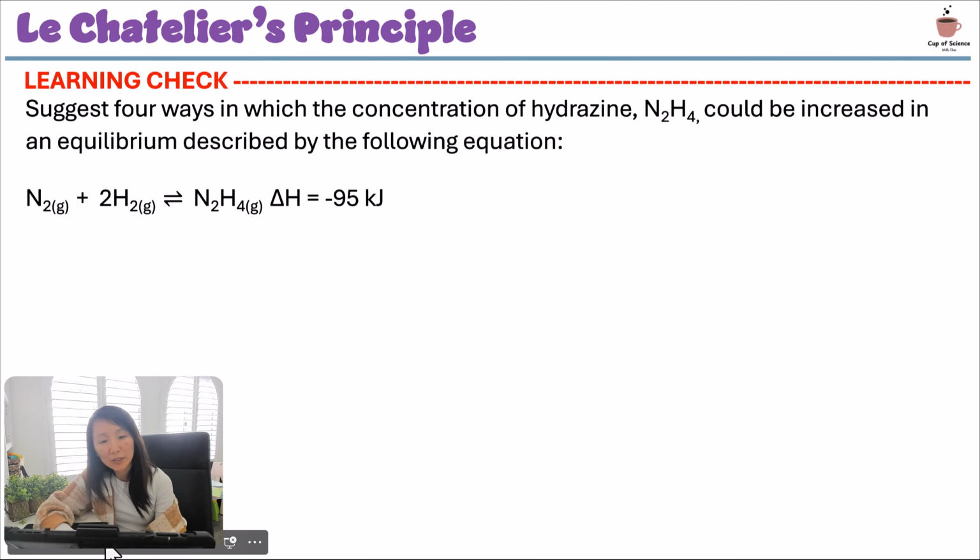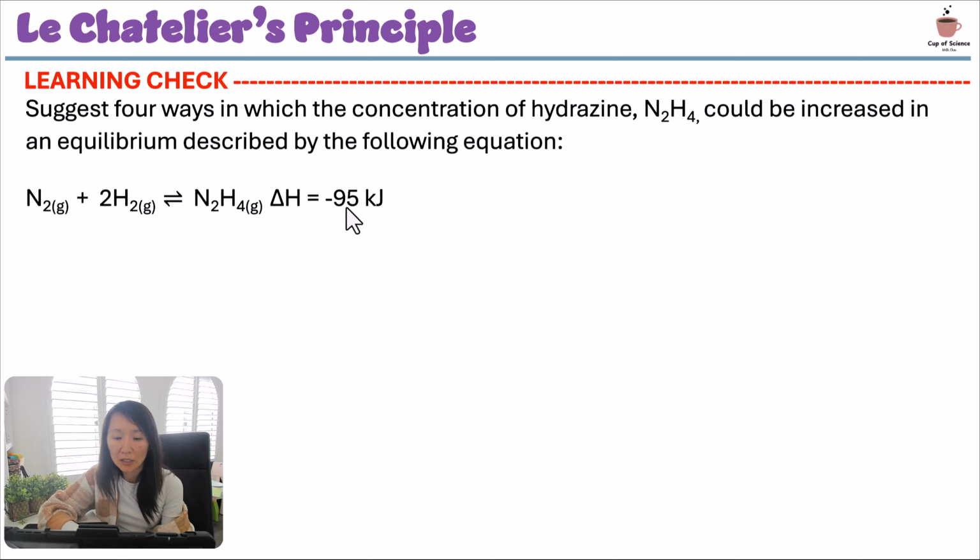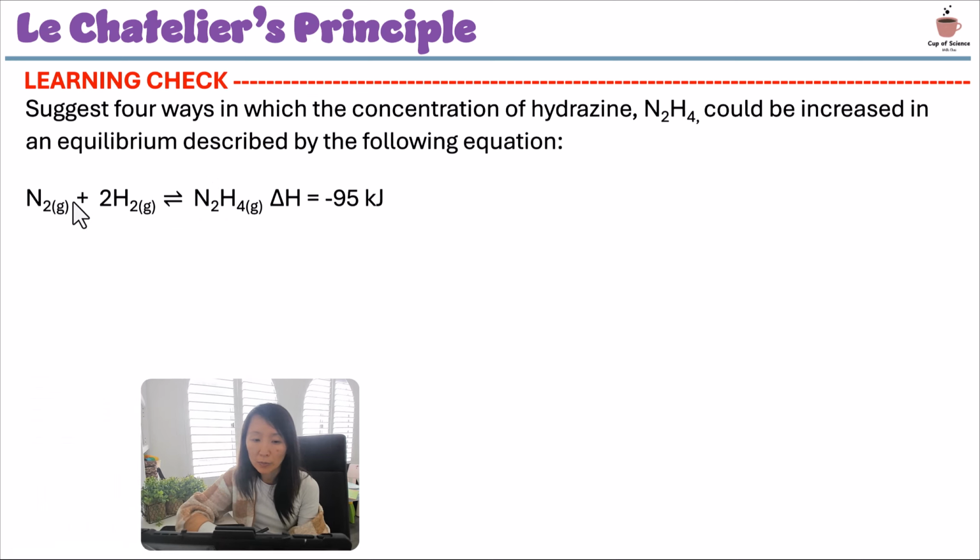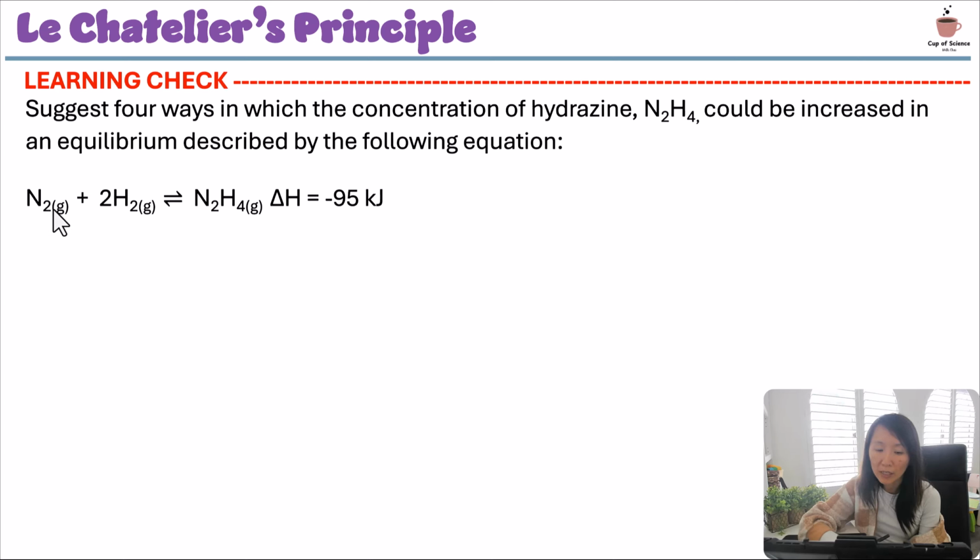So let's do a learning check based on what we have learned so far. Give 4 ways in which the concentration of hydrazine could be increased in an equilibrium described by the following equation. I'll do one and you could come up with the other 3. If I want to increase this, I will have to add more nitrogen, which is going to push the reaction forward.